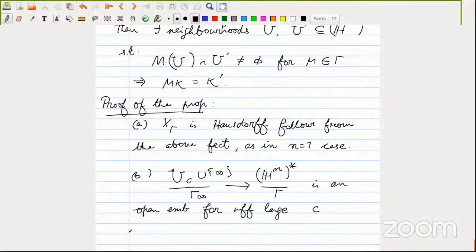Once these things are there, also, maybe I will add C here and C here. If you look at the map from Hn to Hn mod gamma, this is open and surjective.